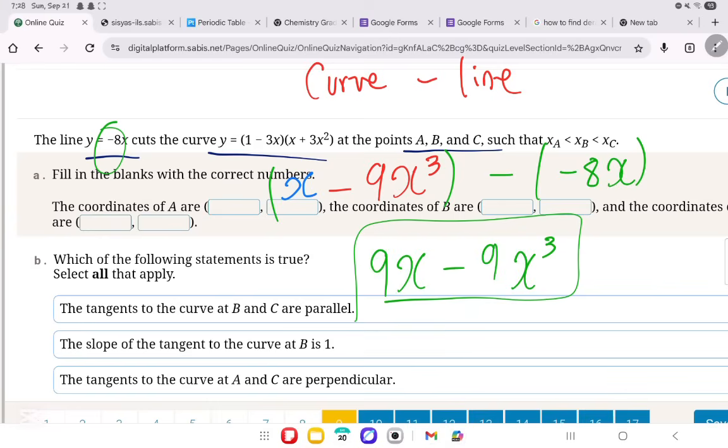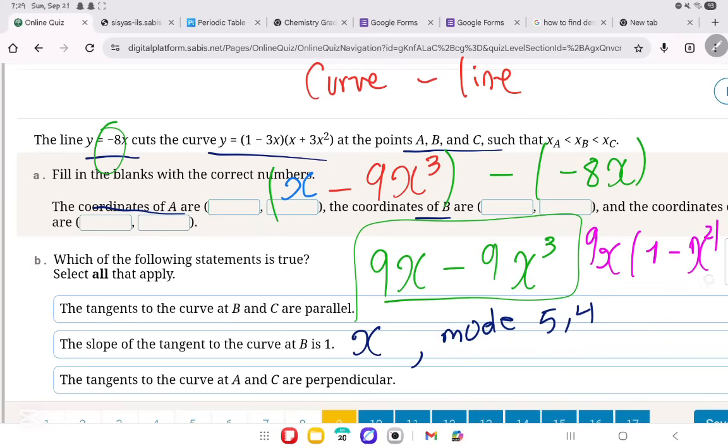Now, how do we find the coordinates of A, B, and C? Very simply, in order to do that, we need to find the x. How do we find the x in this scenario? You need to have a calculator, or we need to do mode 5, 4. Otherwise, you'll need to solve it. So how would you solve it? You would take the x out in common. So x times 9 minus 9x, or actually, let's also take 9 in common. So it becomes 9x times 1 minus x to the power of 2.